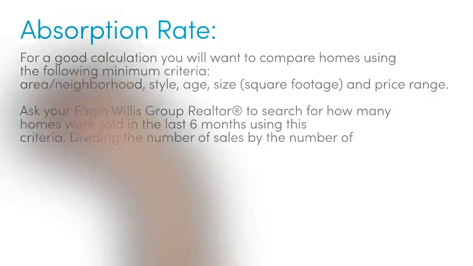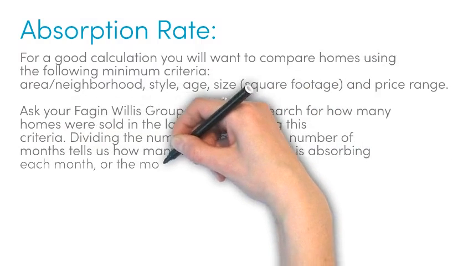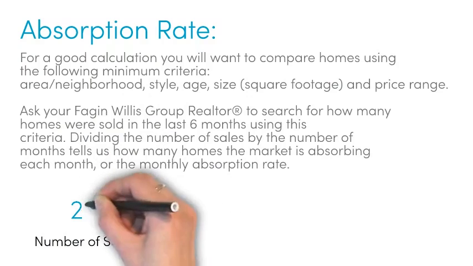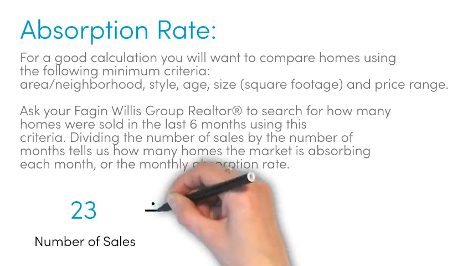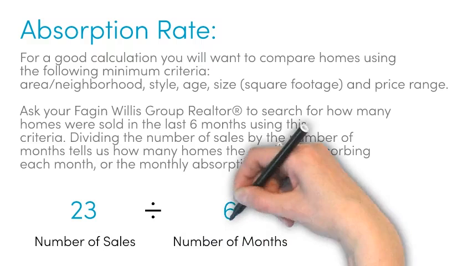Dividing the number of sales by the number of months tells us how many homes the market is absorbing each month, or the monthly absorption rate. In this example, we have 23 homes sold in the last 6 months, which gives us 3.83 homes sold per month.